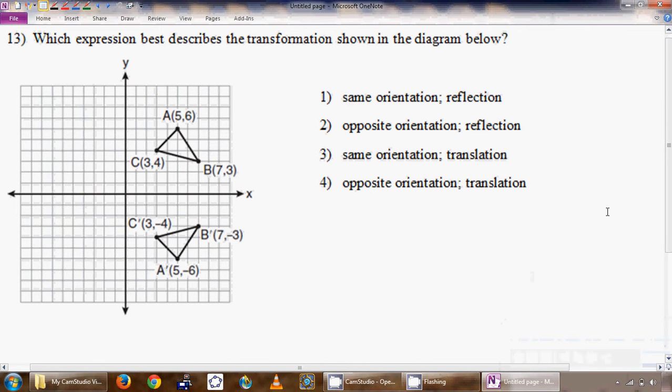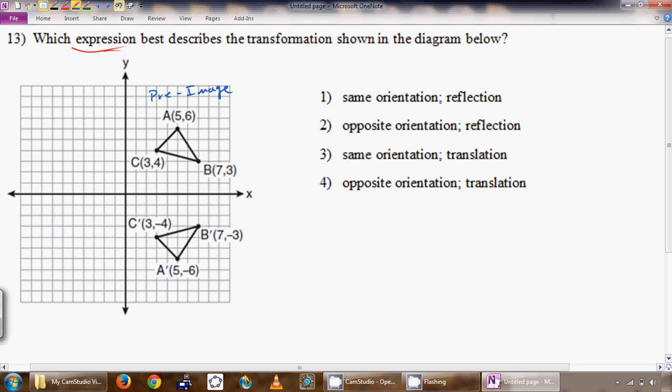Okay, which statement best describes the transformation shown in the diagram below? Well, they don't give me any clues, like there's no mirror, there's no point drawn in. All I have is my pre-image. I know the top is the pre-image because of the absence of prime notation.